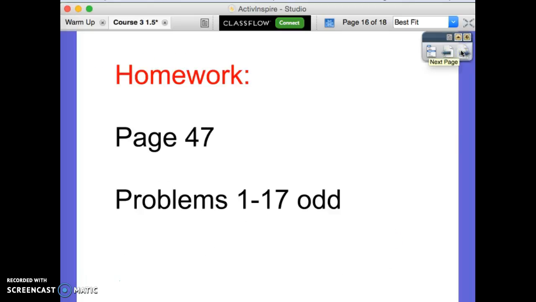Okay, tear out page 47 in your book. Your homework is problems 1 through 17, the odds. Tear that out of your book, put your books away, and get further directions from the sub.